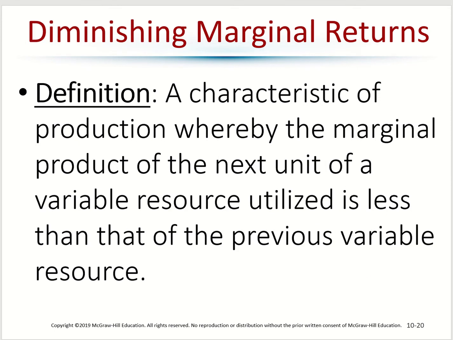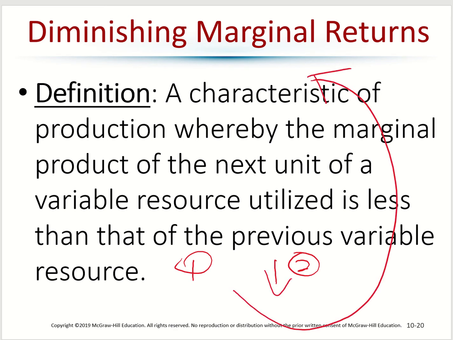Now, vice versa, if you have two people, first worker and second worker, and your second worker is less productive, that is called diminishing marginal return. So the more workers you hire, the less production you get from additional workers.